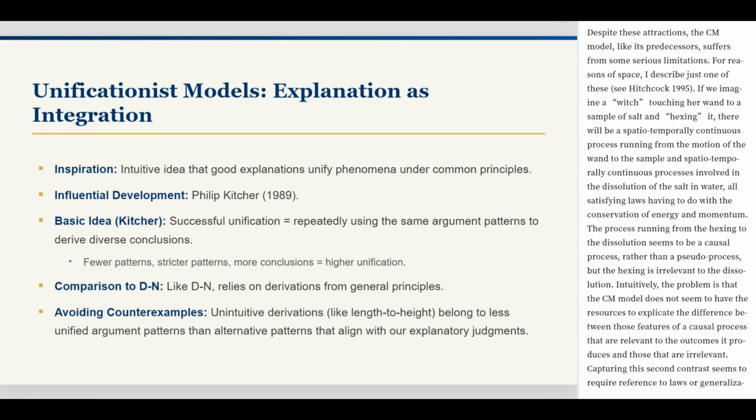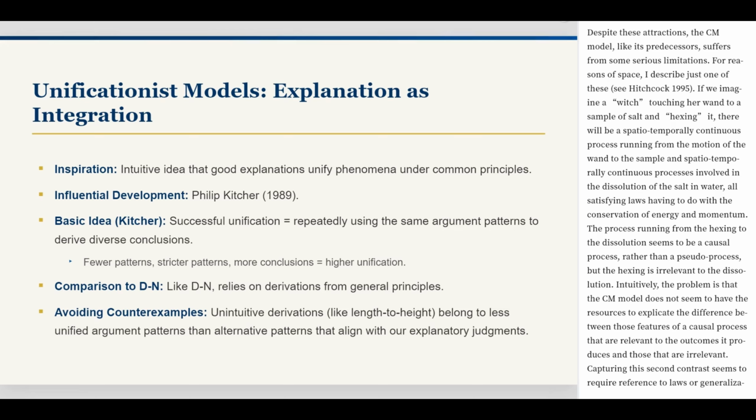Think of Newton unifying falling apples and orbiting planets, or physicists unifying electromagnetism and the weak force. Philip Kitcher ran with this idea and developed a sophisticated model. His core concept is that successful explanation comes from using a small number of highly general argument patterns to derive a wide range of conclusions. The fewer the patterns, the more restricted they are, and the more diverse the conclusions they generate, the more unified the explanation is. Like DN, it emphasizes derivations from general principles.